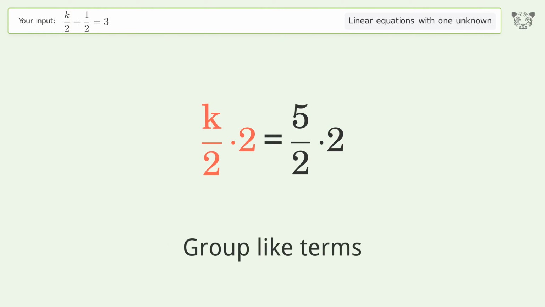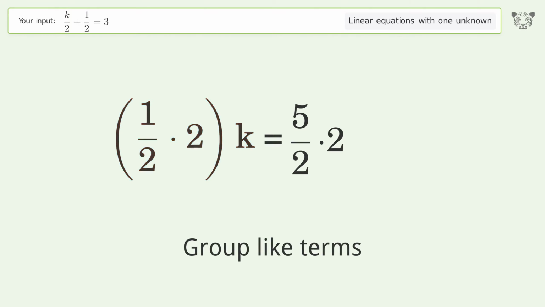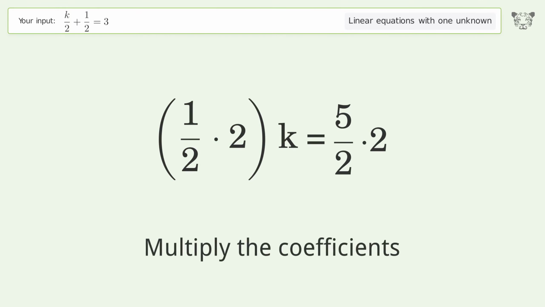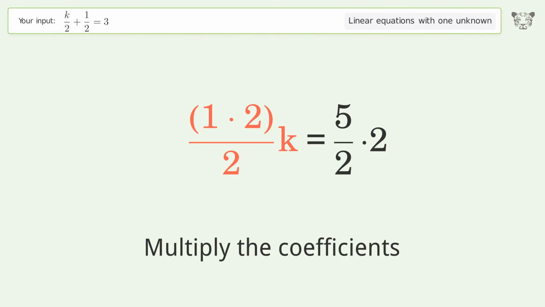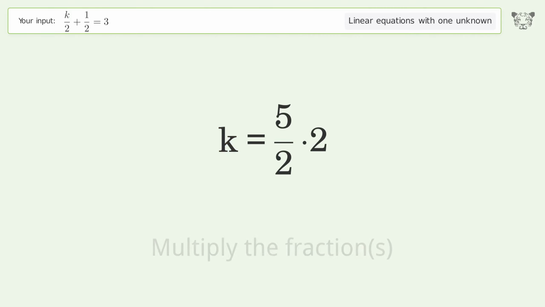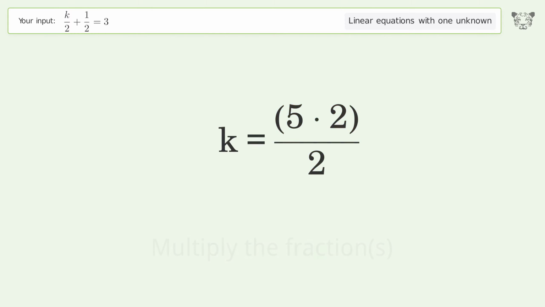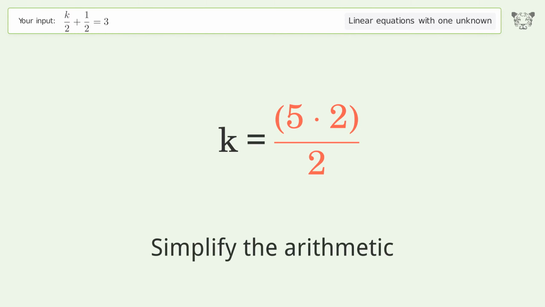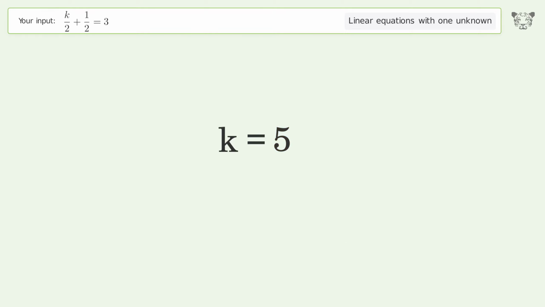Group like terms. Multiply the coefficients. Simplify the fraction. Multiply the fractions. Simplify the arithmetic. And so the final result is k equals 5.